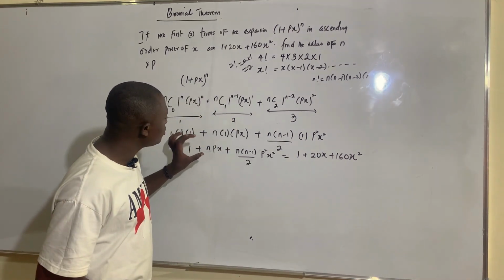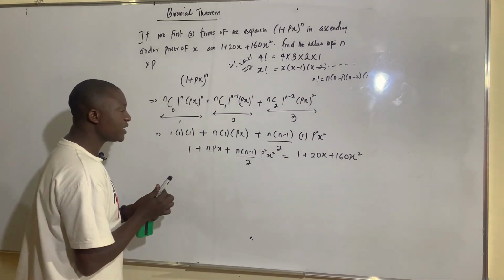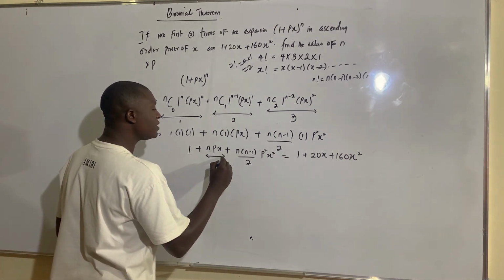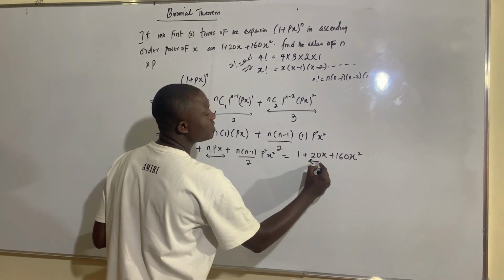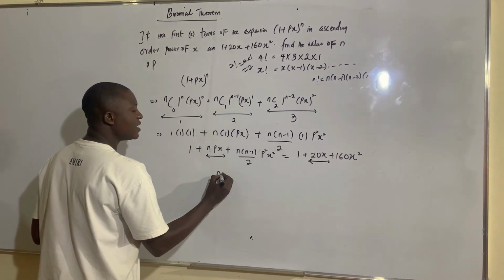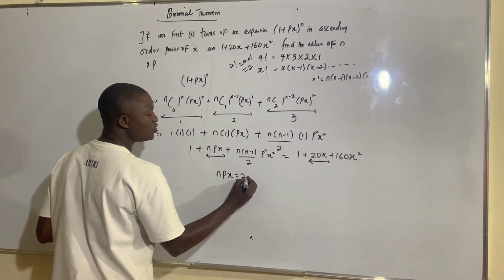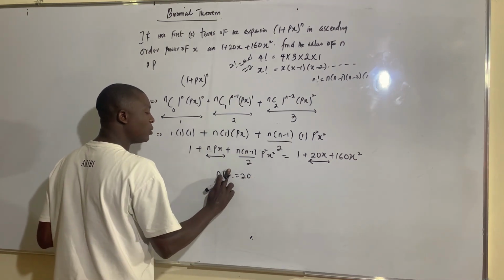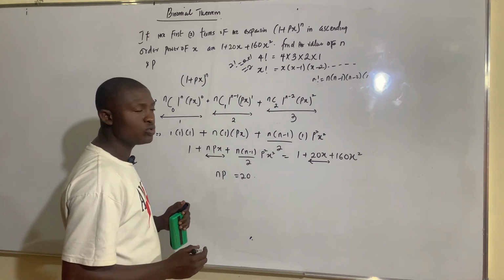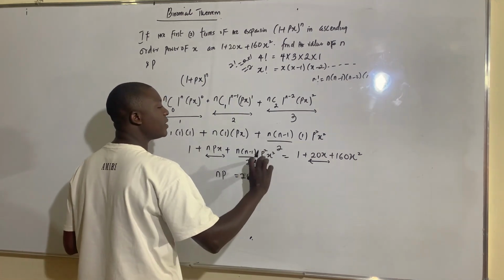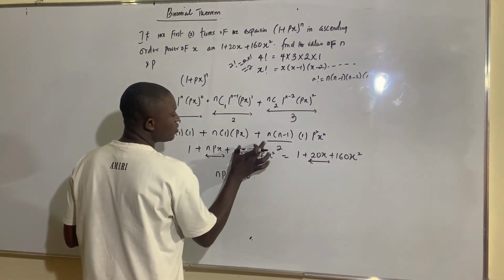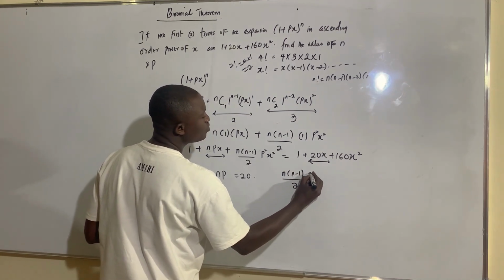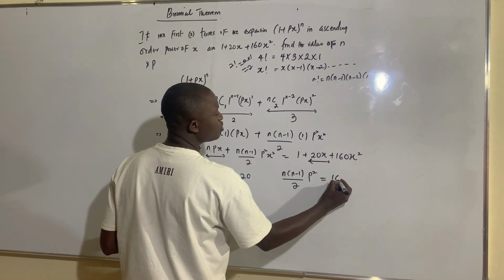Now, the next thing is to compare the second term. So can you check, what is the second term here? Exactly. The second term here is npx, and the second term here is 20x. So npx is equal to 20x. By comparison, we can remove the x, then what we have is np is equal to 20. And if you look at the third one by comparison, x squared by x squared, the coefficient, what we have is n of n minus 1 over 2 p squared is equal to 160.